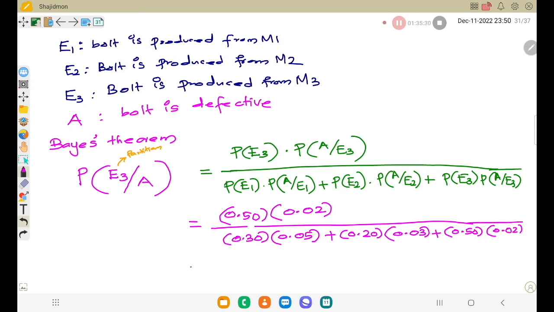So the final answer you will get is 0.010 divided by 0.085. So the answer equals 0.12 approximately, we can write. Hope you understood this question.